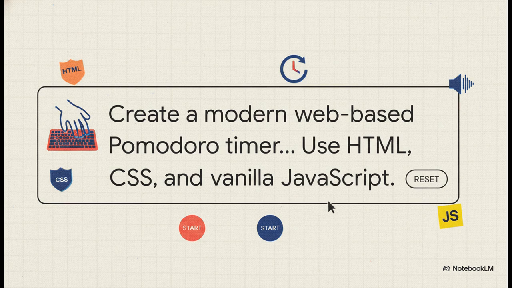Just look at it. It's plain English. We're just describing what we want. A 25-minute timer, some buttons, a little sound. We even tell it what tech to use. But notice what's missing? We're not writing a single line of code ourselves.